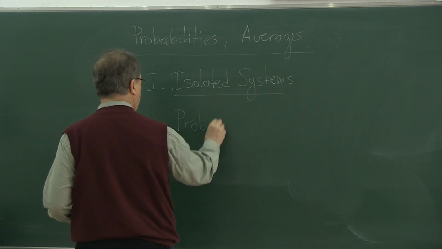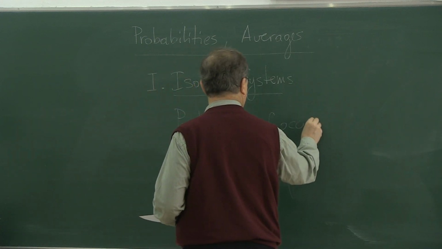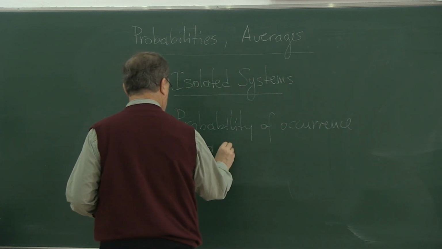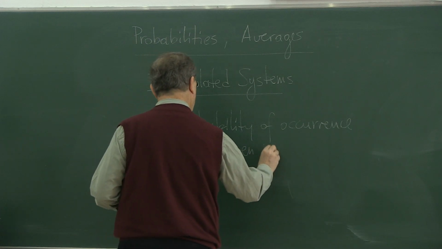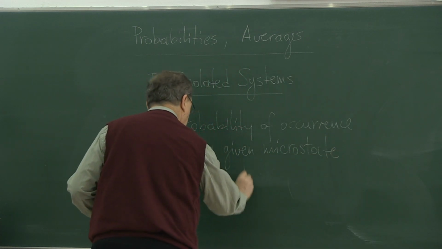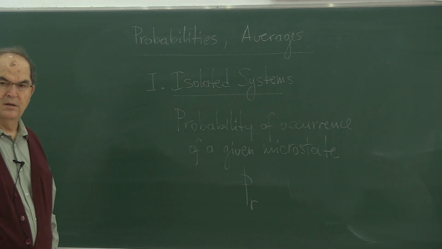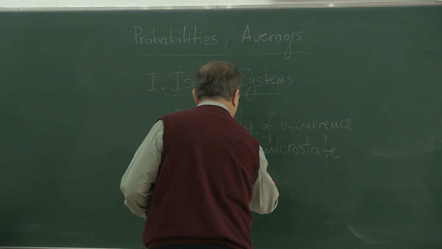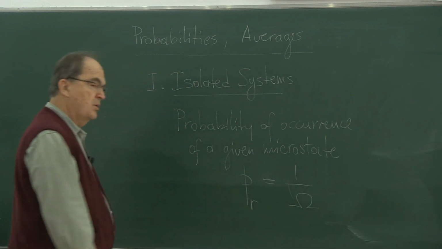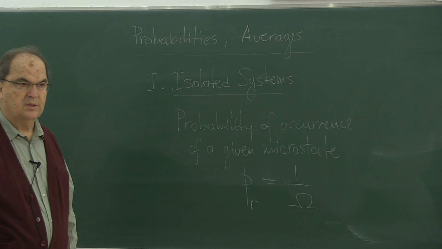Then probability of occurrence of a given microstate. It's very simple. Let me call it probability of finding the system in a specific microstate R. This is nothing but, if the total number of states is omega, it is 1 over omega, isn't it? Very simple.